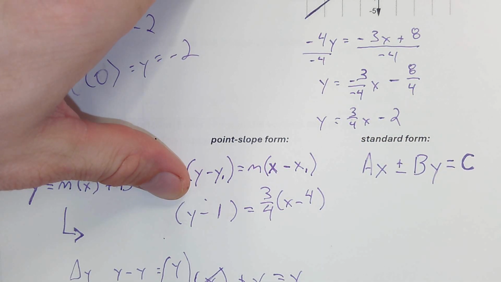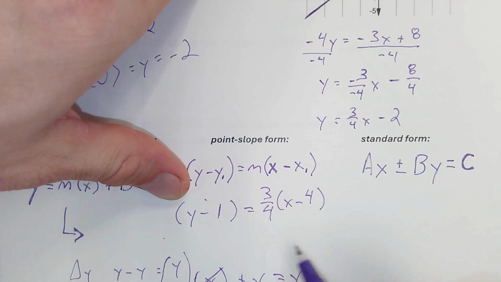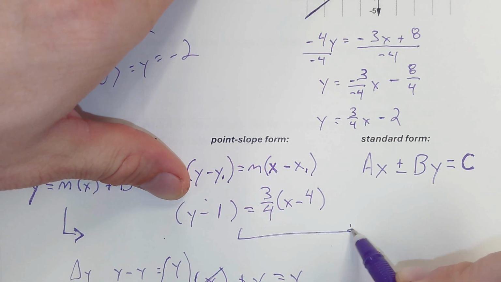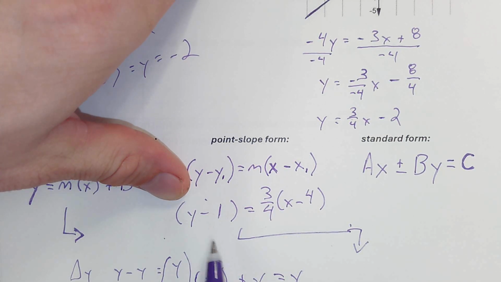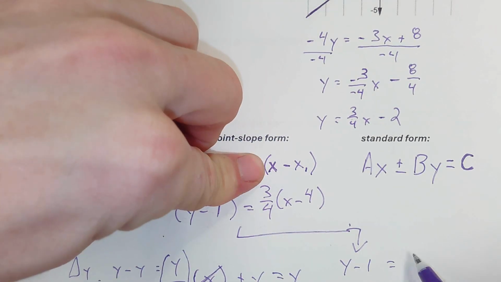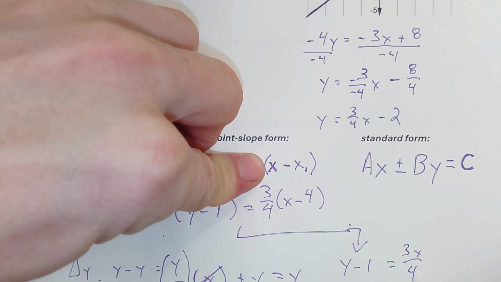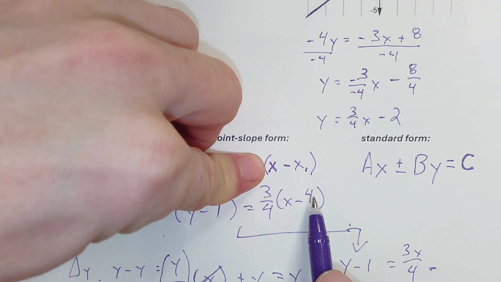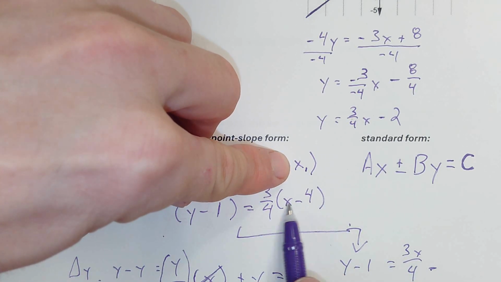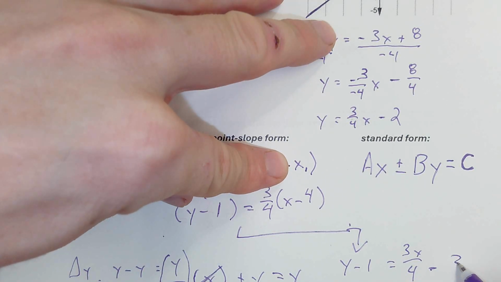Hopefully that makes sense. And I guess we can show you that too. So I'll do this right here. I'm going to clear the parentheses from here. Y minus 1 equals 3x over 4 minus 3, since 3 times 3/4 times x is going to be minus 3.